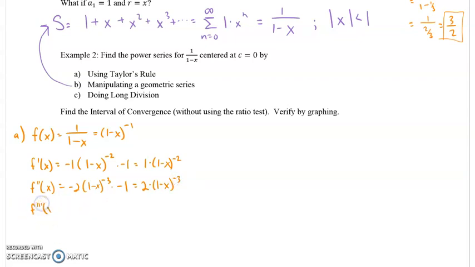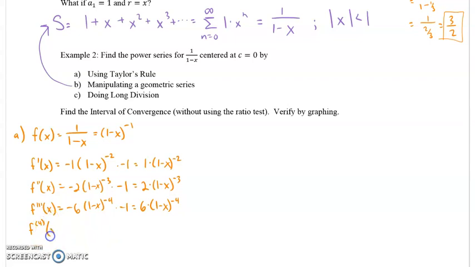Keeping on with this pattern, we find the third derivative by taking the derivative of the second derivative. 2 times negative 3 is negative 6. Our negative 3 drops to a negative 4. We still have that negative 1 for the chain rule, so this is going to be 6 times 1 minus x to the negative 4. Let's do one more for good measure.